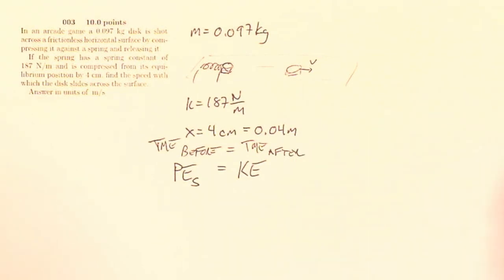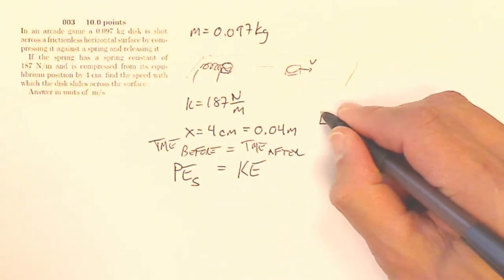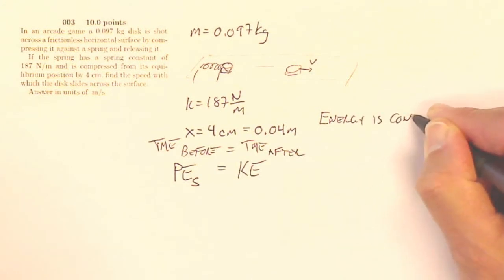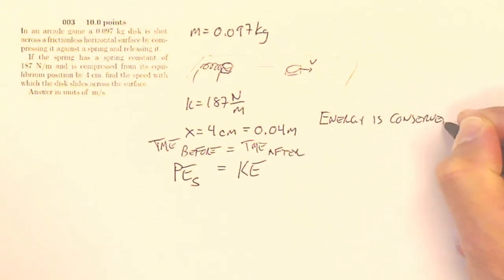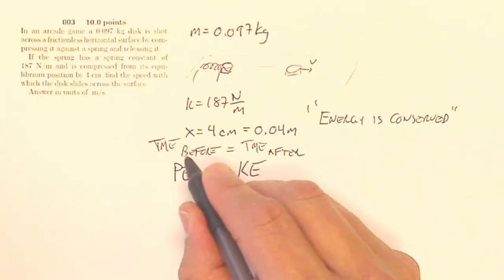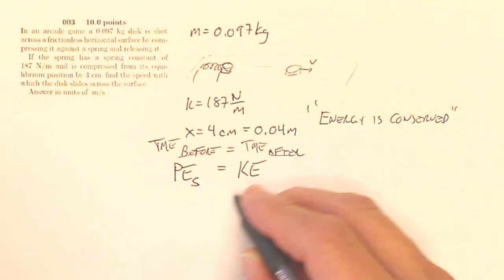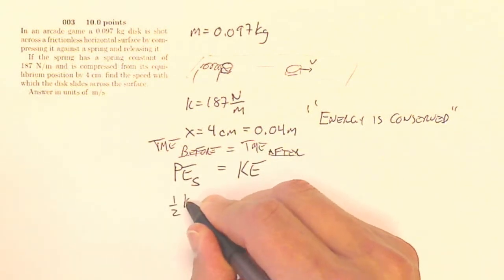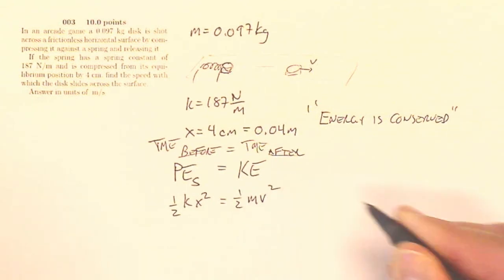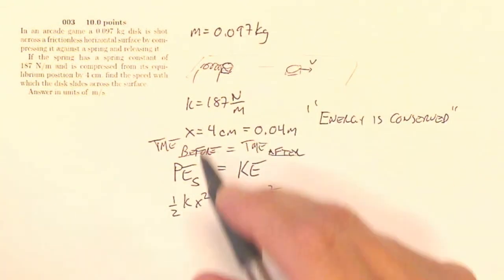Or as we say in the AP Physics world, we say energy is conserved. And that will get you a point on the AP exam. So now my potential energy in the spring before is going to equal my kinetic energy after. So I've got 1/2 kx squared equals 1/2 mv squared. And now I've got all my variables to plug in.